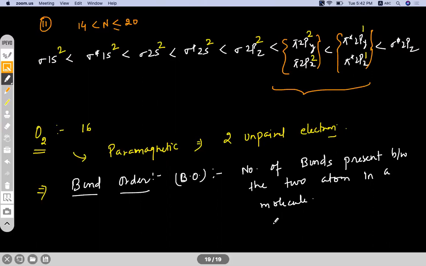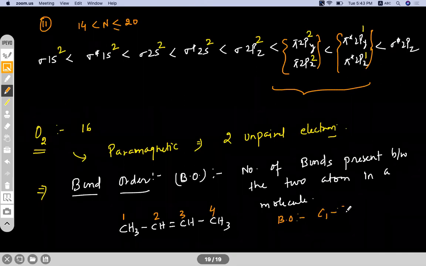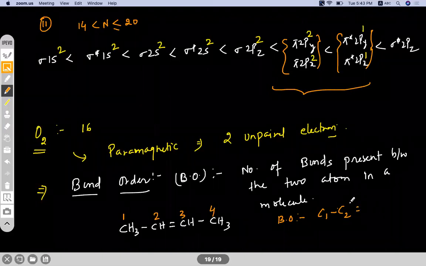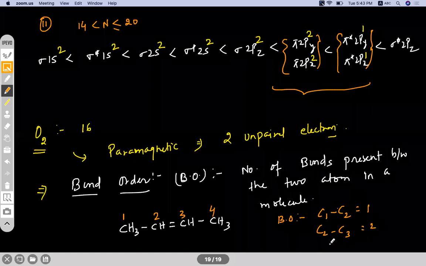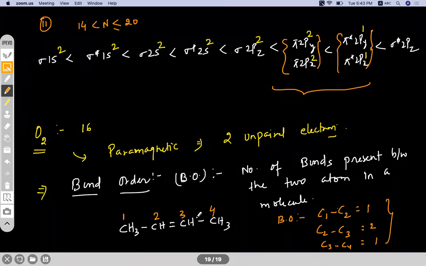Now if I take this molecule, which is CH double bond CH, single bond CH. Suppose this is the first carbon, the second, third, and fourth. If I ask you, what is the bond order of C1, C2 carbon? One, because there is only one bond present. C2, C3, two, and C3, C4, it is again one, right? So why is this one? Because the number of bonds is one between the two carbon atoms. The first point is that bond order is defined between two atoms in a molecule.